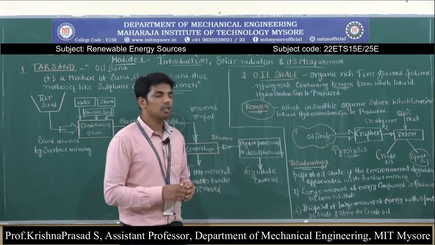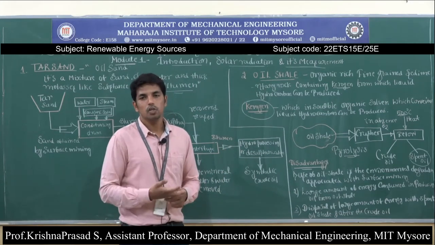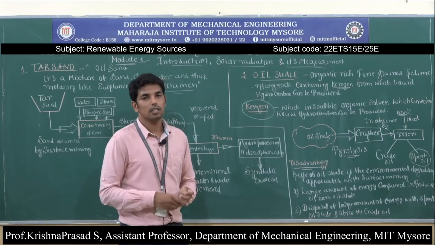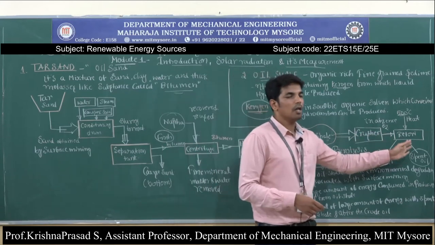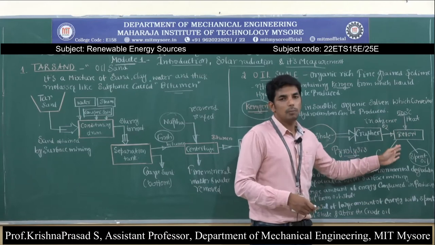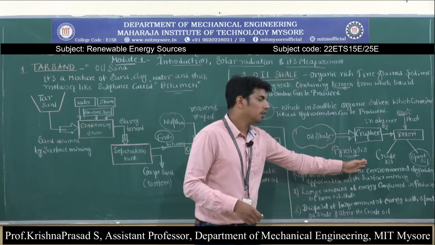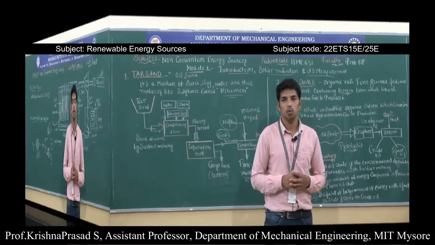So how do we use oil shale? Oil shale can be directly crushed into smaller particles, then burned directly to produce heat energy and electricity. Another method: after crushing the oil shale into smaller particles, it is retorted by heating at 500 degrees centigrade in the absence of air, and due to the pyrolysis process it gets converted into crude oil. So this is regarding the tar sand and oil shale process.